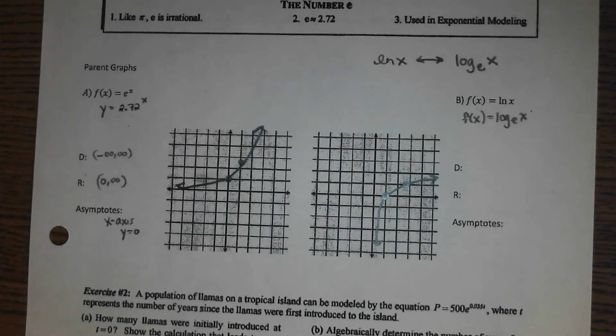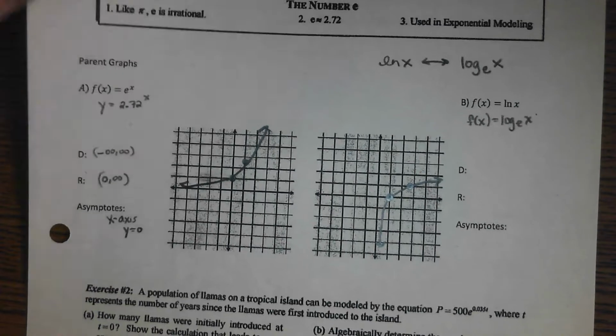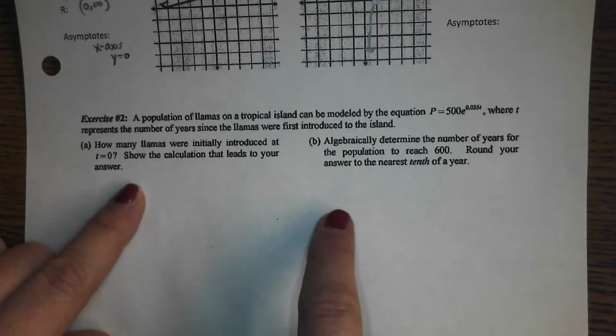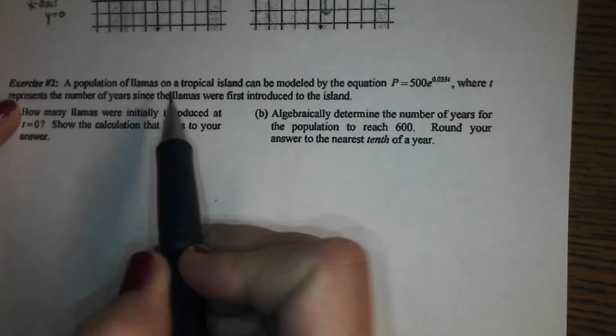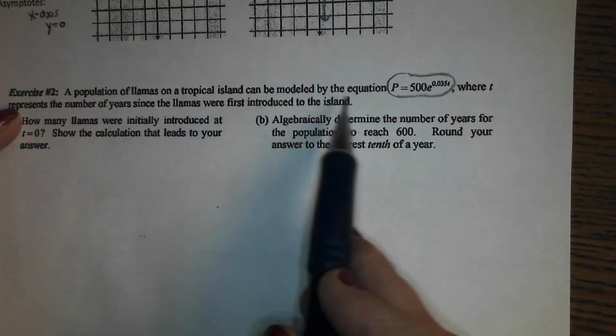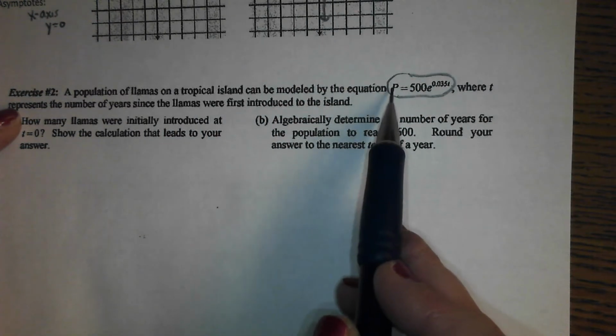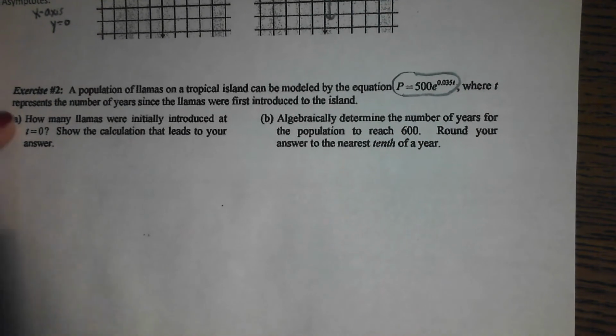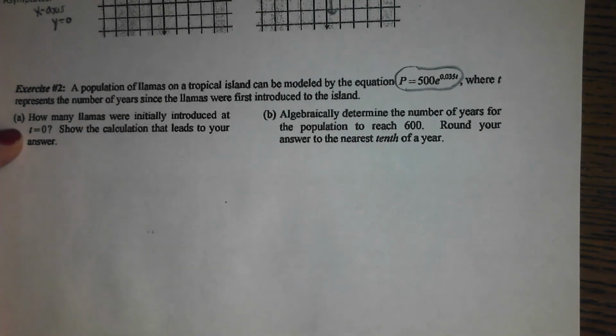The important part is that e and ln are opposite operations. So e's are going to come up a lot in exponential word problems. So if you look down at 2, which is really the most important part about all this, they give us an equation that's telling us the population of llamas is modeled by this. So P is the population, where T is the number of years. How many llamas were initially there? Initially is always when time equals 0.